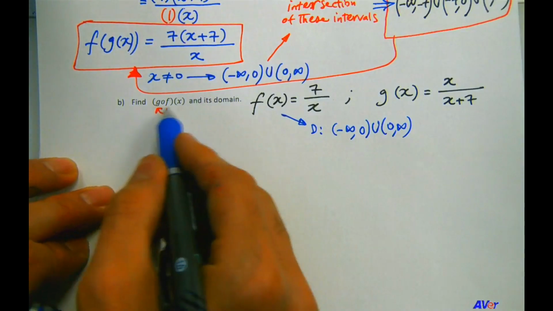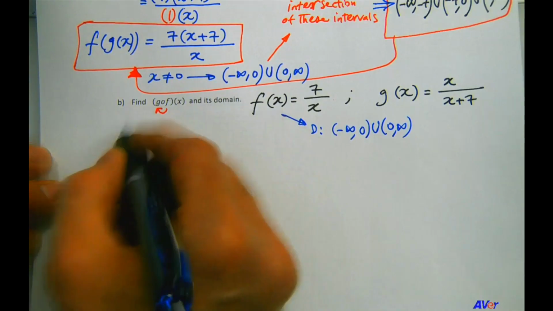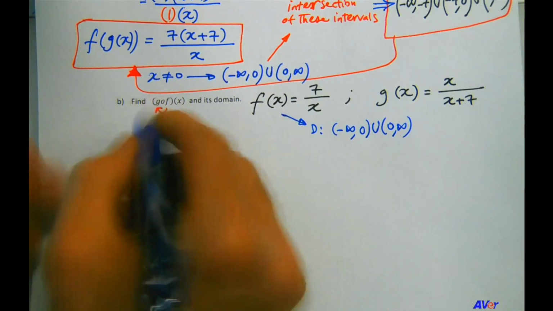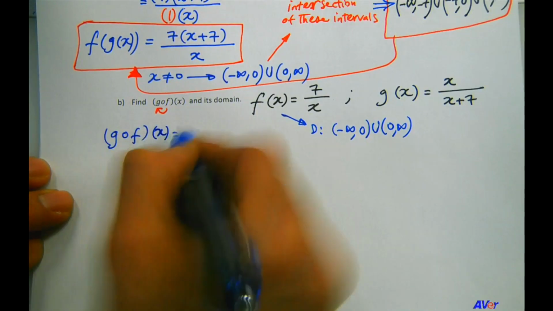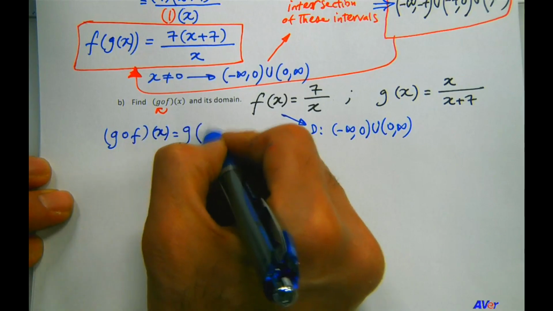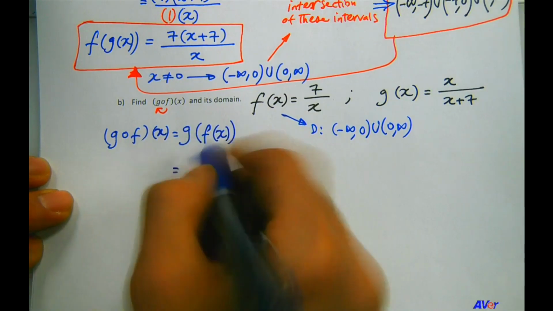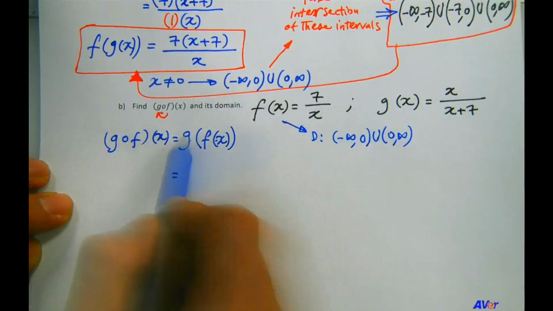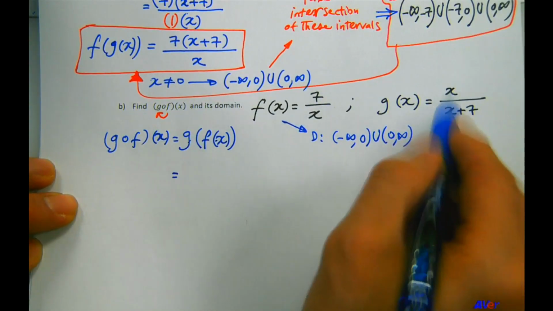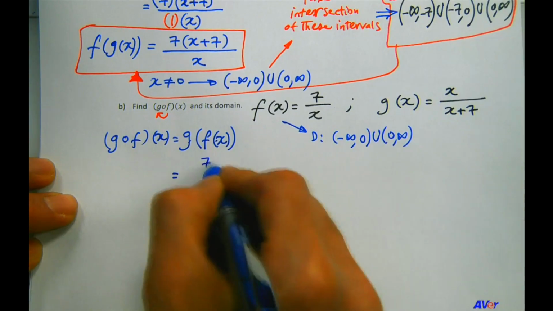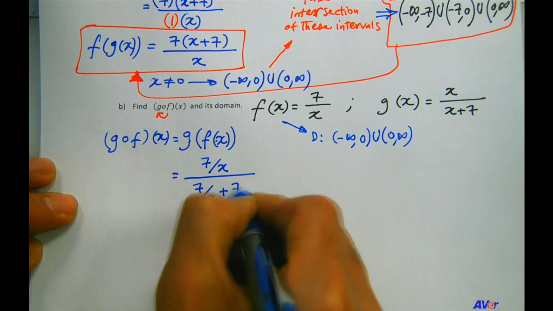Now, let's find the composite function. We need to find the composite function and its domain. So this is, so G composition f in x is the same thing as G of f of x. That's what they're asking us to find. So that means all of f goes inside G. So all of this goes inside G. Where can it go? It should go where the x's are. So we have 7 divided by x, divided by 7 over x plus 7.